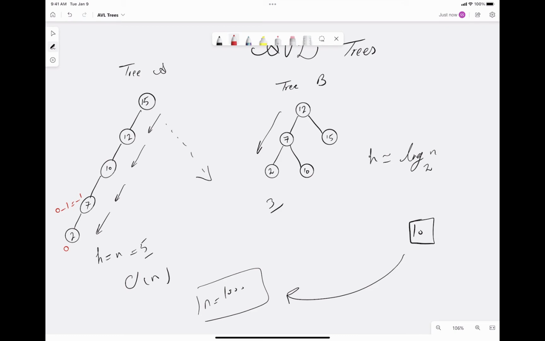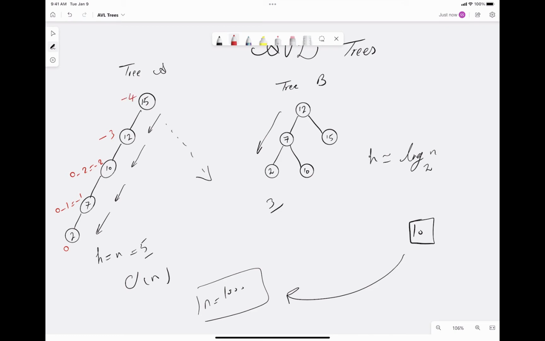Then we have 10, which, as you see, doesn't have anything on the right side, while on the left side it has 2, so the path from 10 to its very left child is 2. So it's going to be 0 minus 2, which is negative 2. For 12 and 15, it's going to be negative 3 and negative 4, so those are the balance factors.